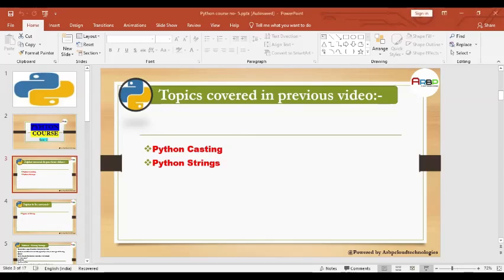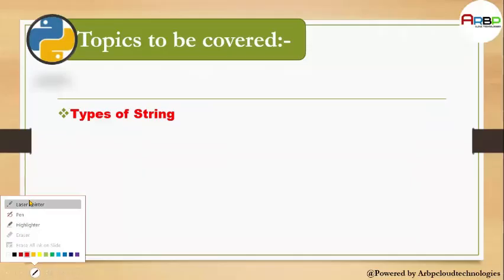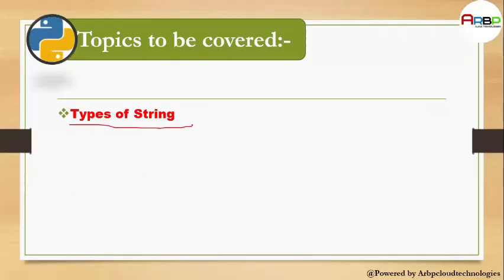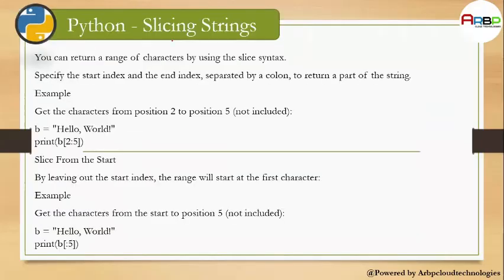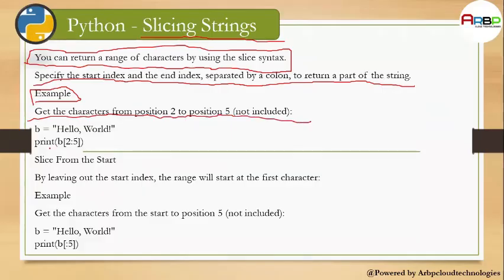In lecture number 5, I have the types of strings. What are the different types of strings? The first type is slicing a string. You can return a range of characters by using the slice syntax. Specify the start index and end index separated by a colon. For example, get the characters from position 2 to position 5. Let me show you by doing it practically.